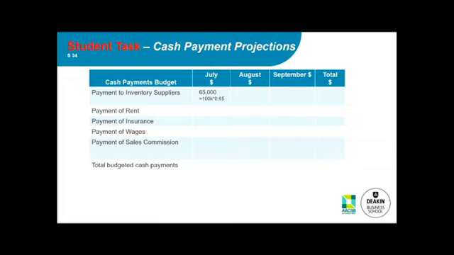So first of all, we need to calculate payments to suppliers. 65% of sales, $65,000. And that's what we get for August, okay? And that's what we get for September. It's just basically 65% of the projected sales in that month. We know payment of rent is $5,000 for each month. Insurance is going to be $3,000. Wages is going to be $2,000.